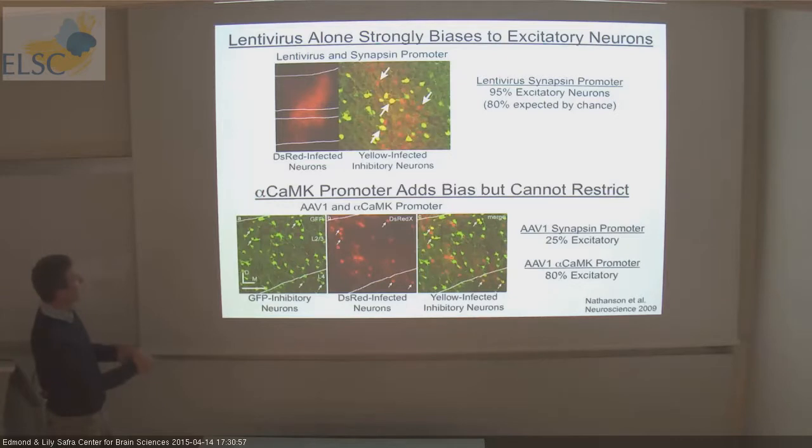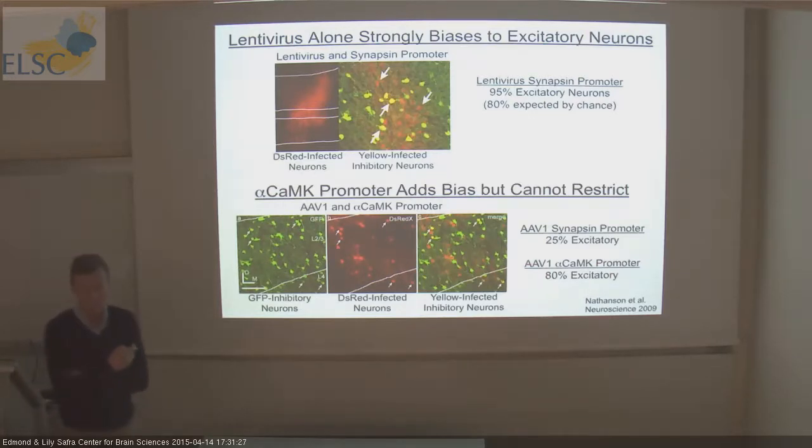But if we do add the alpha chemokinase promoter in that virus, as you saw in the previous slide, that would go up to 100%, so it provides an additional bias. We can show you that the alpha chemokinase promoter by itself doesn't work, because if we use a different virus, AAV, that will only give 25% excitatory neurons, and add the alpha chemokinase promoter, we can boost it way up to 80% excitatory, but not 100%.